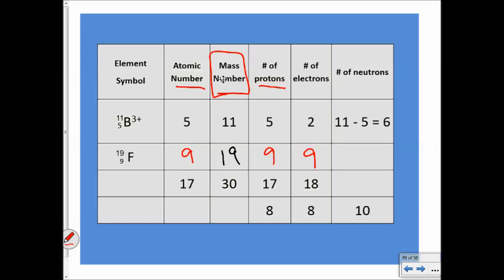Now, how do I figure out my neutrons? I take my mass number, which is 19. I subtract my protons, and that's going to tell me I have 10 neutrons.